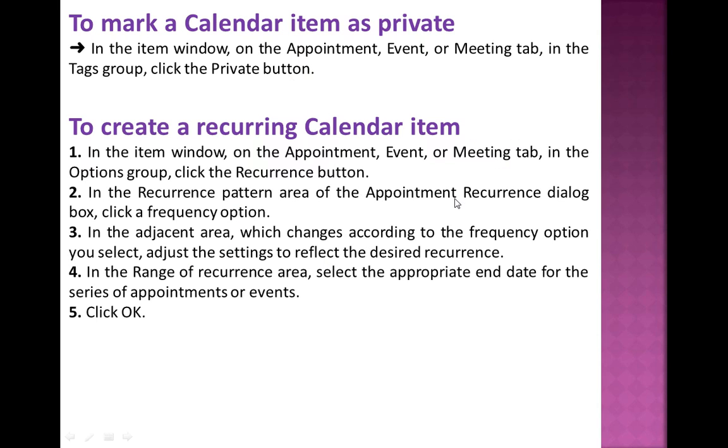In the recurrence pattern of the appointment recurrence dialog box, click a frequency option. In the adjustment area, which changes according to the frequency option you select, adjust the setting to reflect the desired recurrence. In the range of recurrence area, select the appropriate end date for the series of appointments or events and then click on the OK button.